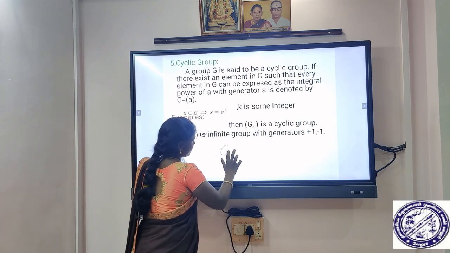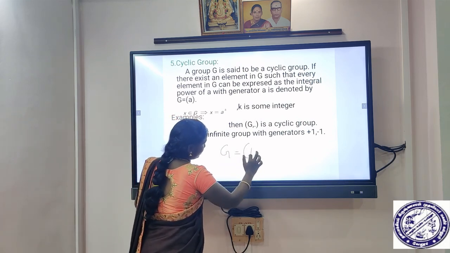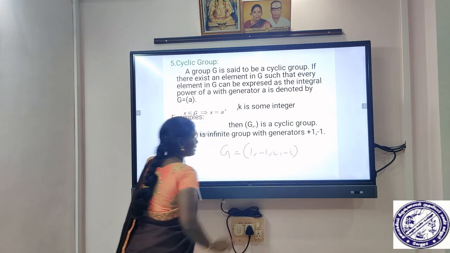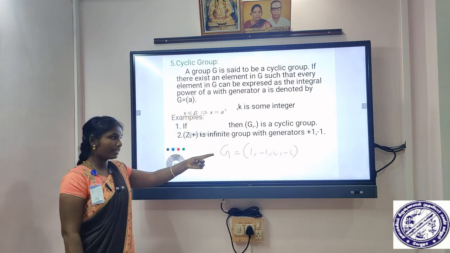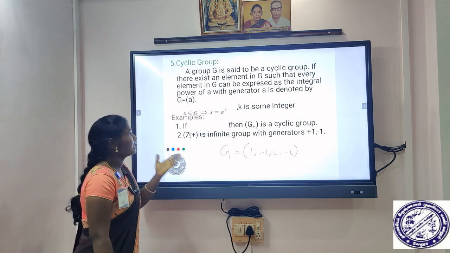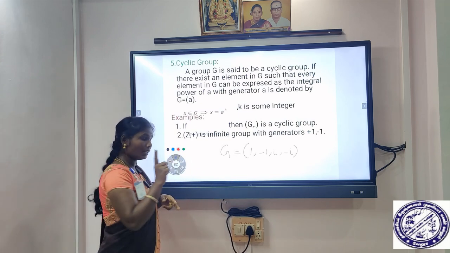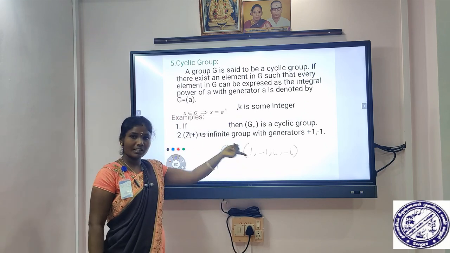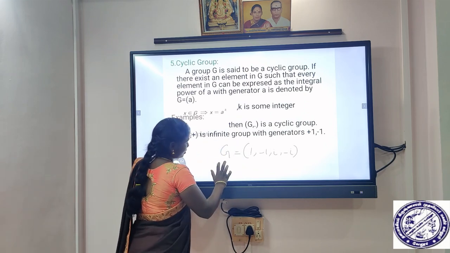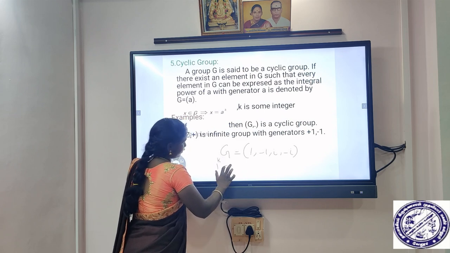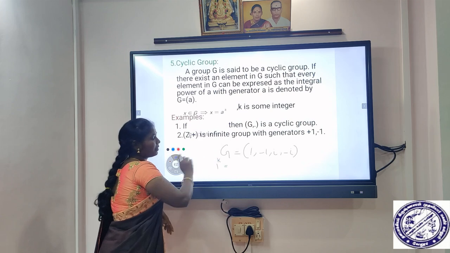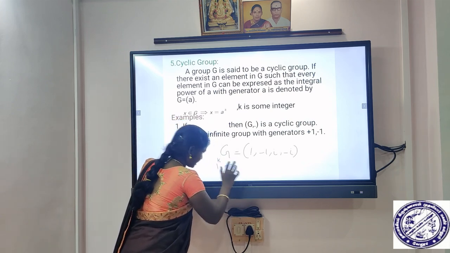The example is G equal to {1, minus 1, i, minus i}. So this is a cyclic group. Okay. So what are the conditions here? I can choose one element. 1 is an element in the given set G. Okay. So A power k, where the A value is equal to 1. So the condition is 1 power k equal to x.